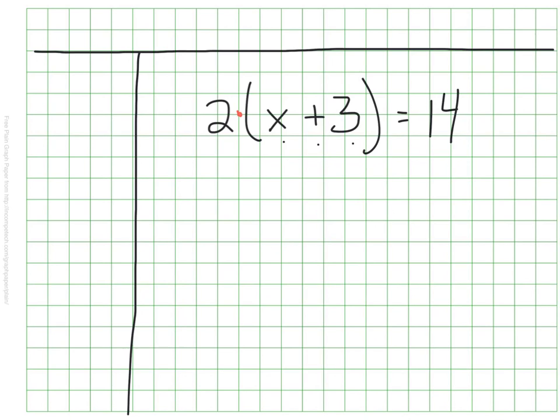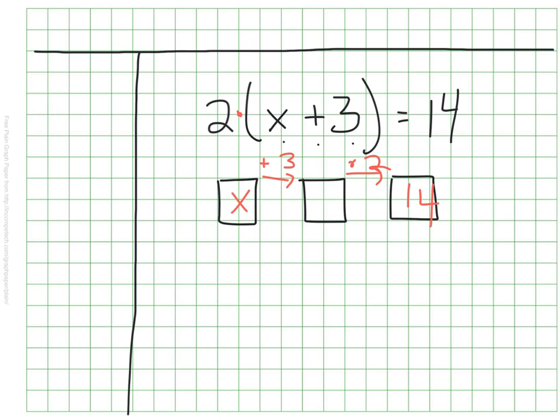So I'm going to set this up like I've done before with my boxes, and I'm going to fill in what I know. I'm starting with a variable x. I know the first thing that's happening is that we're adding 3, because that's what's in parentheses. I then know from there we are multiplying by 2, and I'm getting a total of 14. Right? So now, using your normal backtracking tricks, take a moment and see if you can tell me what x is in this equation.